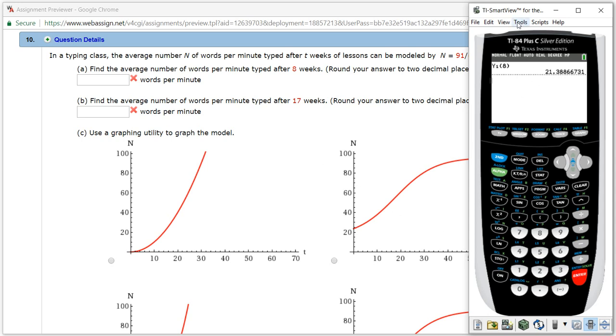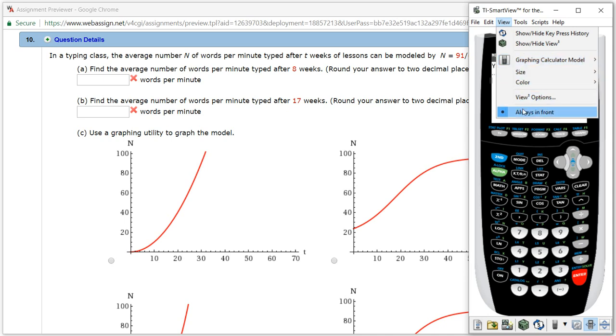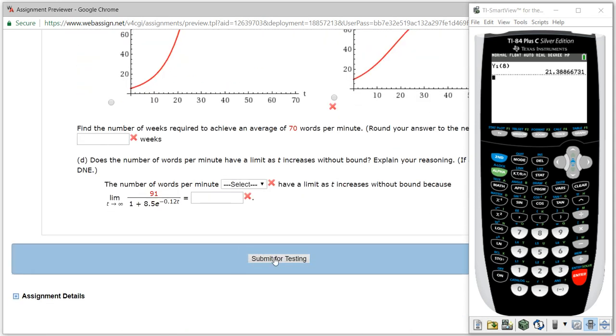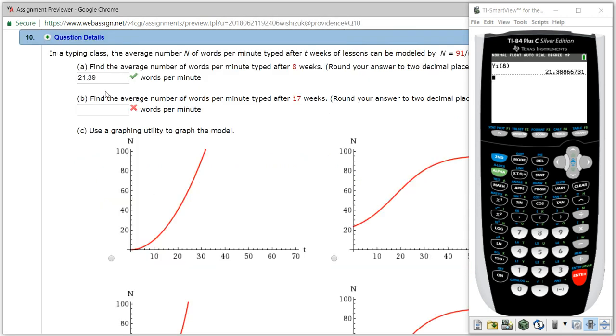So we're going to have 21.39. Let's go ahead and check the answer, submit for testing. All right, it came back. It looks like we got part A correctly.